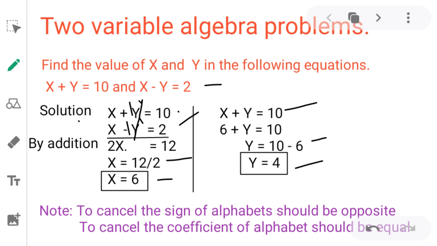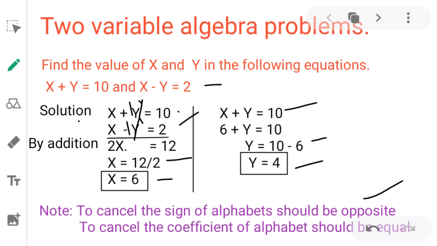For cancellation, we should observe these notes. To cancel, the sign of the alphabet should be opposite. What I explained here, plus y and minus y, was that point. To cancel, the sign of the alphabet, or the coefficient with it, should be opposite. And the coefficient of the alphabet should be equal.